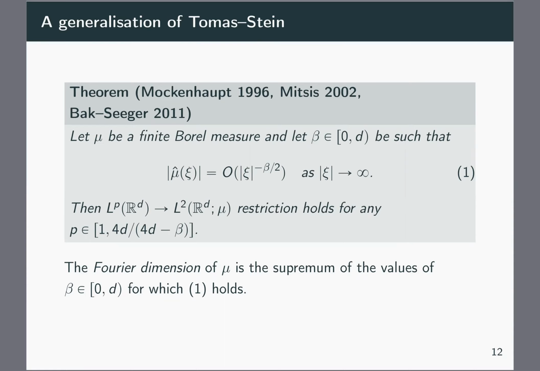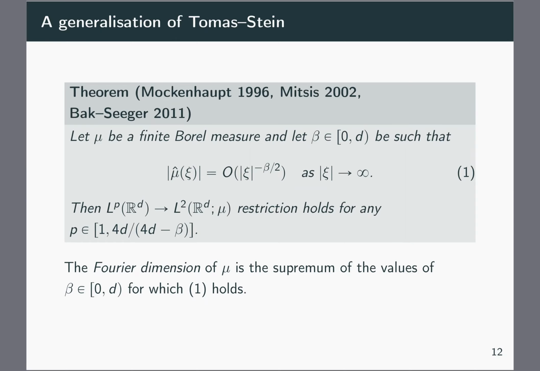And this leads to the following theorem, where Bak and Seeger in 2011 provided the endpoint. If you have a finite Borel measure mu and you have some exponent beta between 0 and d, such that the Fourier transform mu hat decays at a rate at least |xi| to the power minus beta over 2 as xi goes to infinity, then you get an L^p to L^2(mu) restriction inequality for a certain range of exponents p from 1 to 4d over 4d minus beta. Of course, this gets better as the decay of the Fourier transform gets better.